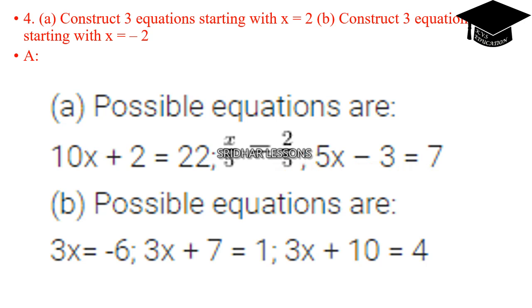So what do these equations tell us? If we put the value of x is equals to 2 in all these equations, the equation should be satisfied. Similarly, construct three equations starting with x is equals to minus 2. So the possible equations are 3x is equals to minus 6. 3x plus 7 is equals to 1. And the last one is 3x plus 10 is equals to 4.